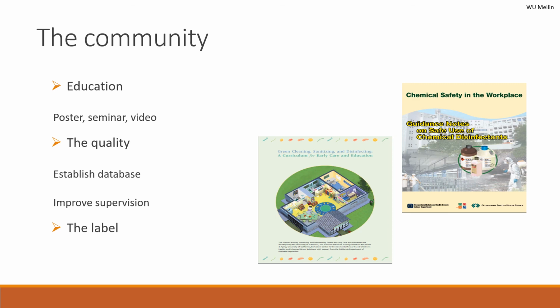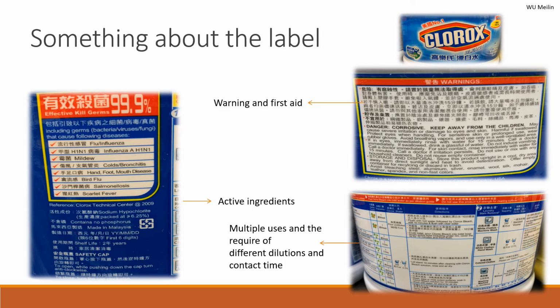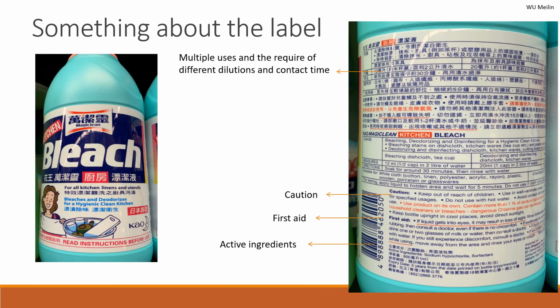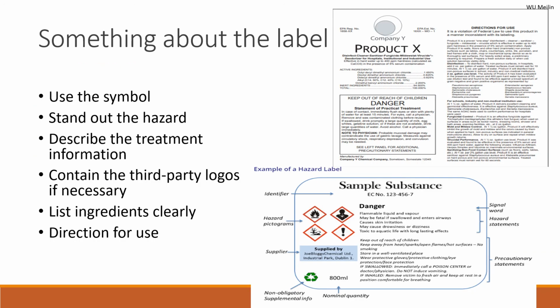Here are some examples of the label on disinfectant products. We can see most of them contain the active ingredient and some suggestions on the multiple uses in the first ad. However, we cannot see any hazard pictograms directly, and the treatment information and the detailed ingredients are not clear enough. As a result, maybe it would be better for the relevant department to include the third-party logo, directions for use, and a clear symbol on the label.